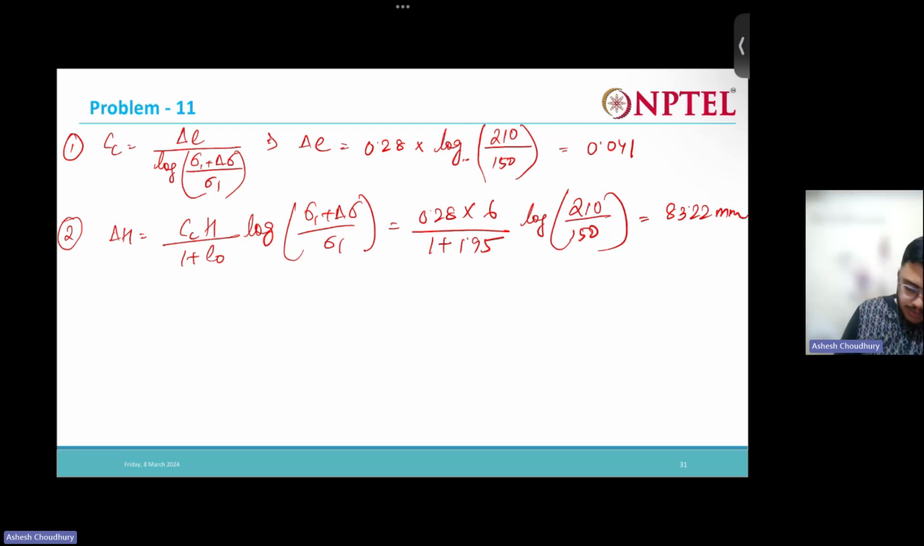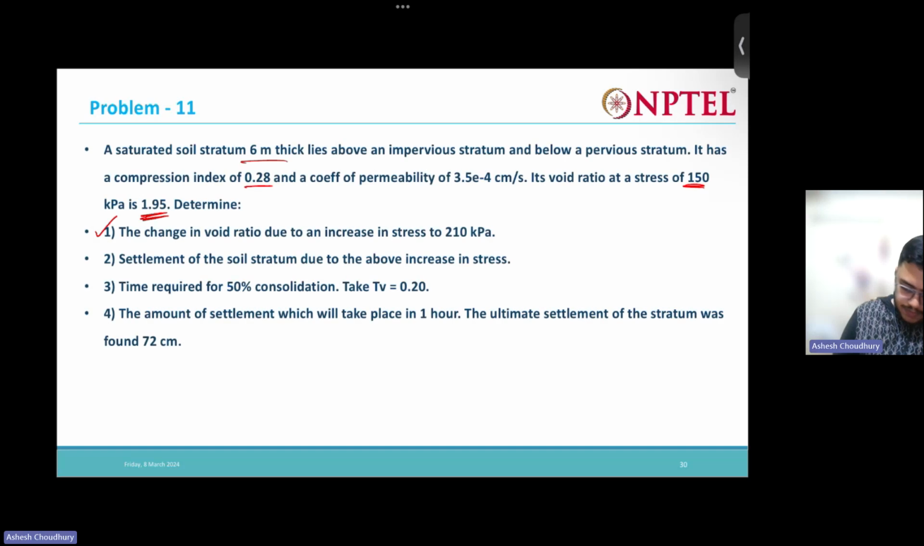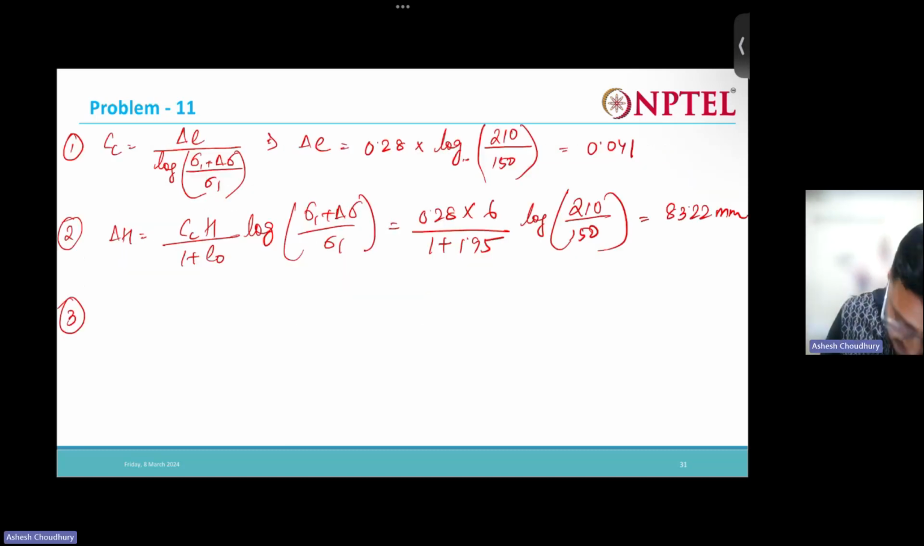Done. Let us come to the third one. Time required for 50% consolidation. Now what is the relation between time factor and time? You know you have this relation, right? We have this relation with HDR square. Time factor for 50% is given to take 0.12. This I know. This I need to find out. CV, HDR I know. CV I need to find out.